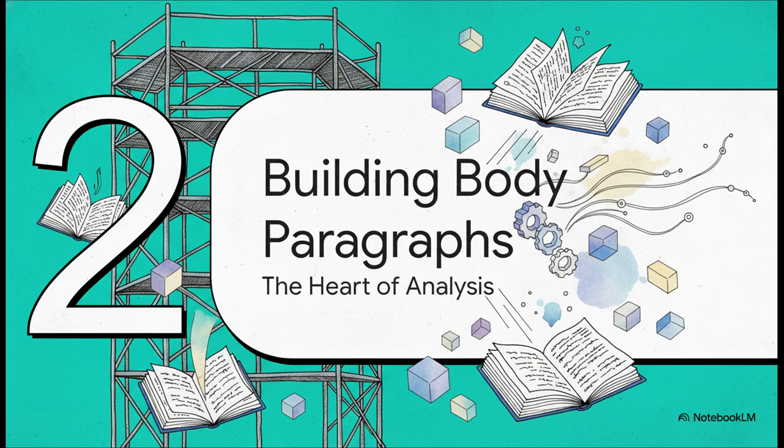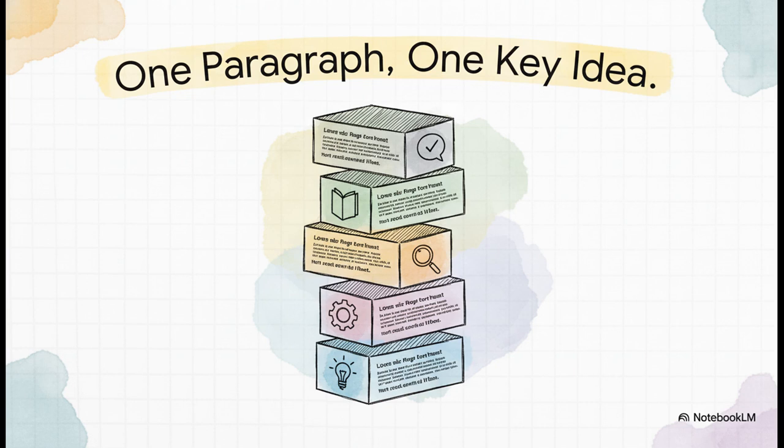Okay, once you've got your thesis locked in, you're ready to build the main structure of your paper, the body paragraphs. This is where you'll do the heavy lifting, presenting your evidence and really digging into the analysis to prove your argument. If you remember one thing, remember this golden rule. 1 paragraph, 1 key idea. Each paragraph should be its own self-contained unit that focuses on proving a single, specific point that supports your overall thesis. This keeps your argument clear, focused, and so much easier for your reader to follow.